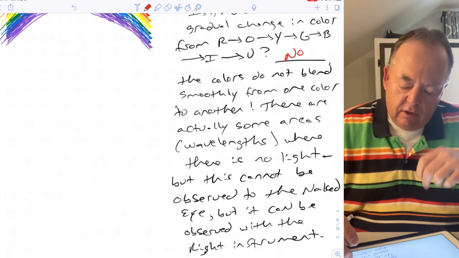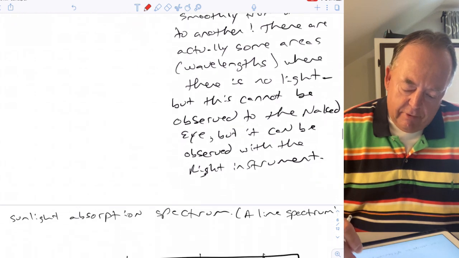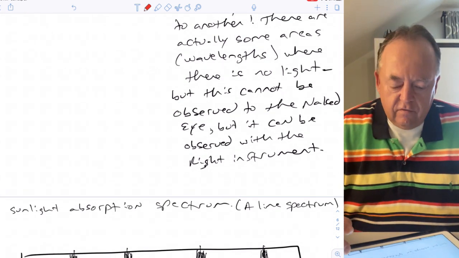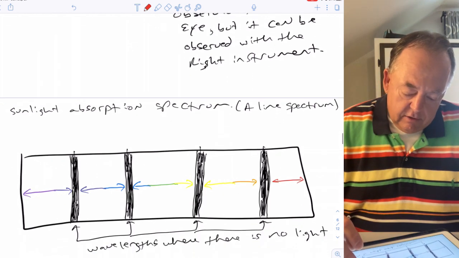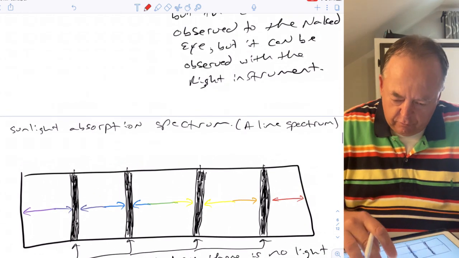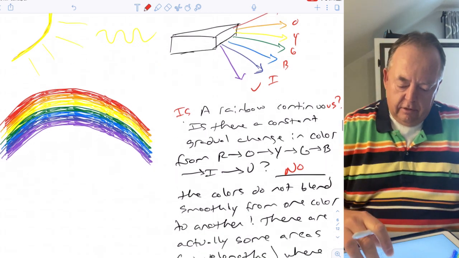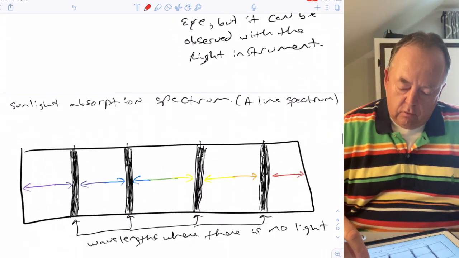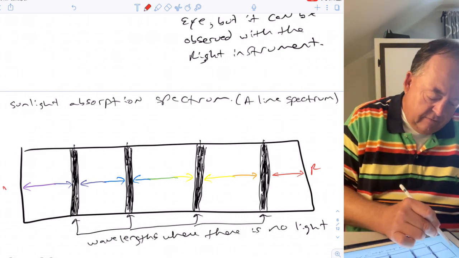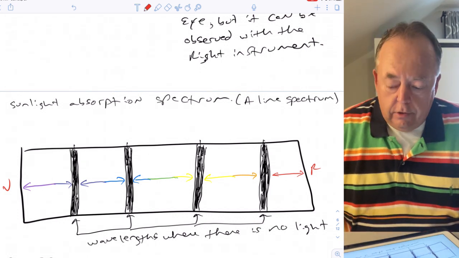So there are regions, or wavelengths or frequencies, where there is no light. But this cannot be observed with the naked eye. If you have the right instrument, you can observe that though. So the sunlight absorption spectrum basically looks like this. If we took this rainbow and projected it onto a wall, then from red to violet, you would see some regions in there where there's actually no light.